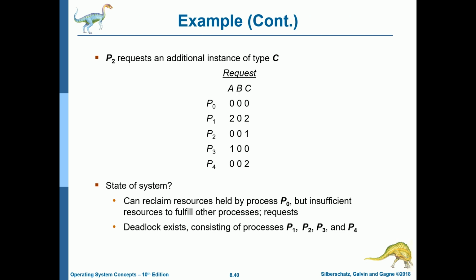Now, enhancing this example, let's suppose that process P2 requests one additional instance of type C. So we update our table to look like this. Here's the one additional instance of type C. If we follow this algorithm again, we have to confirm whether it is a deadlock scenario. Yes, we can reclaim resources that are still held by process P0, but it is not enough to fulfill the other requests. The deadlock exists, consisting of processes P1, 2, 3, and 4.